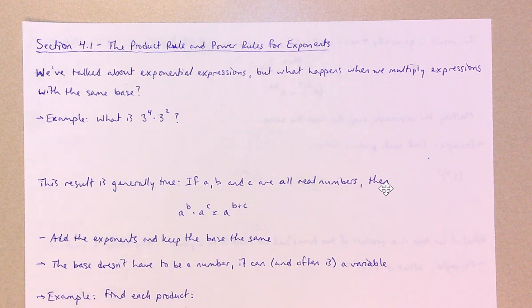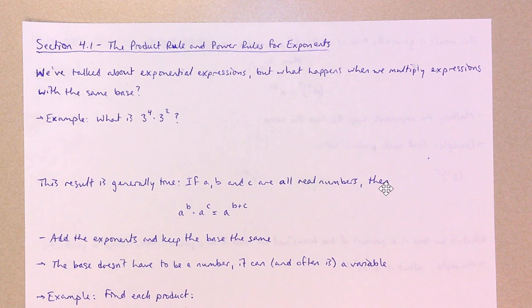In the previous video, we wrapped up Chapter 3, and we talked about the two main forms in which we can write the equation for a line, point-slope form and slope-intercept form. In this video, we're going to start Chapter 4, and we're going to begin talking about the product rule and power rules for exponents. And we're going to revisit the concept of exponential expressions, something that we talked about all the way back at the very beginning of this course, in section 1.1.